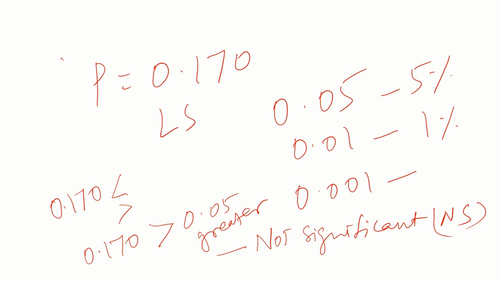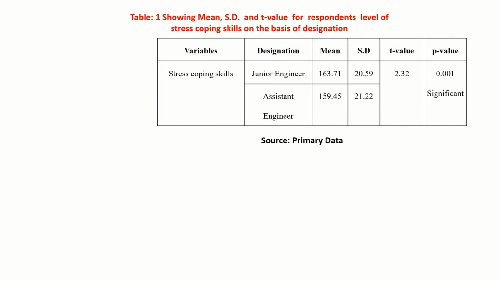0.1 is greater than 0.05. It is not significant. Sir, if I get the result, say for example in another slide. Yes, in this slide here they have considered 2 groups.